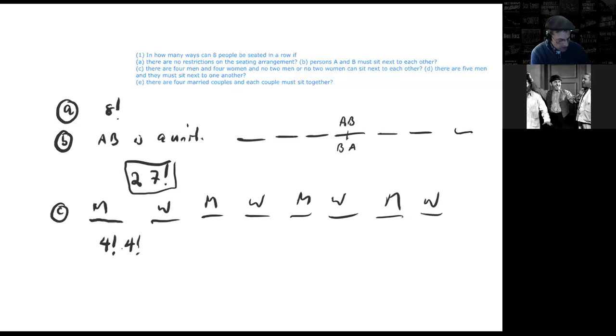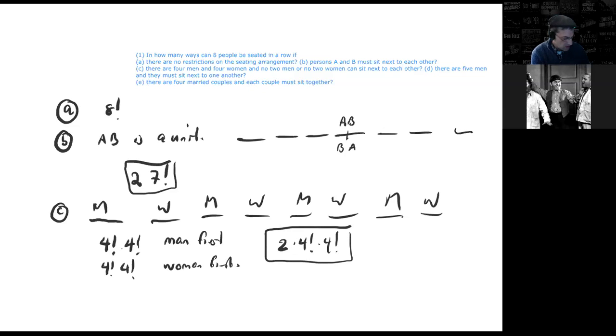And then likewise, if we do a woman first in the leftmost seat, then it would be woman, man, etc. We would also get 4 factorial times 4 factorial. So 4 factorial for man first, and 4 factorial for woman first. So the answer should be the sum of these two, which is 2 times 4 factorial times 4 factorial. So that's the answer to that question. You can compute what that is as a number, of course, but I don't require you to.